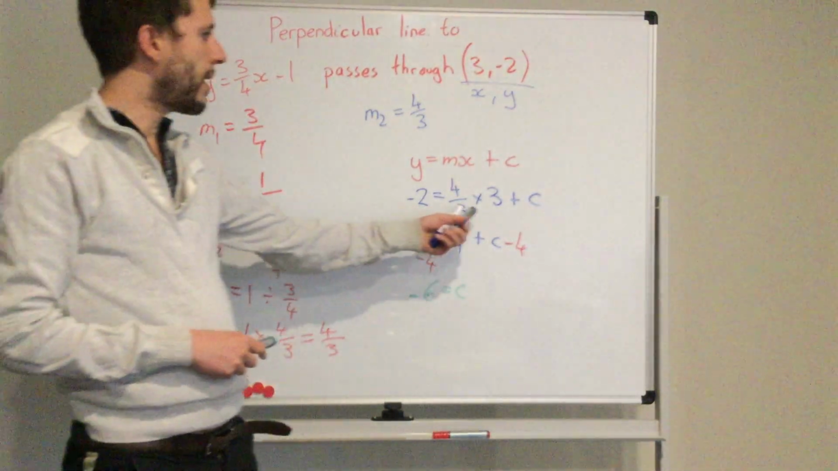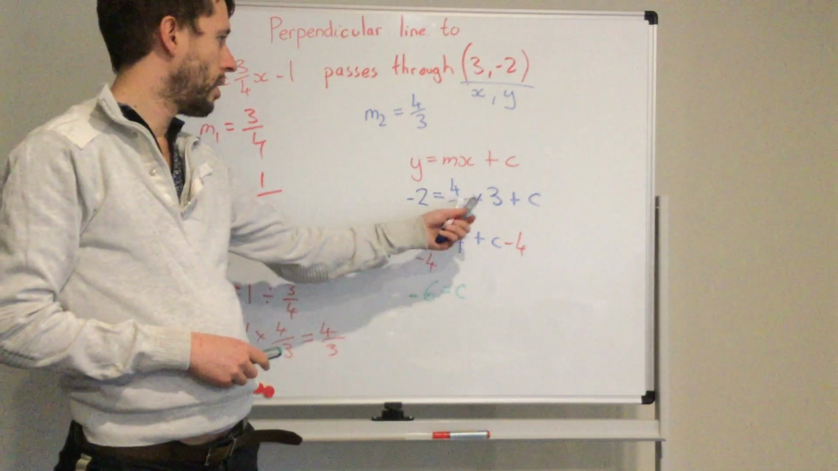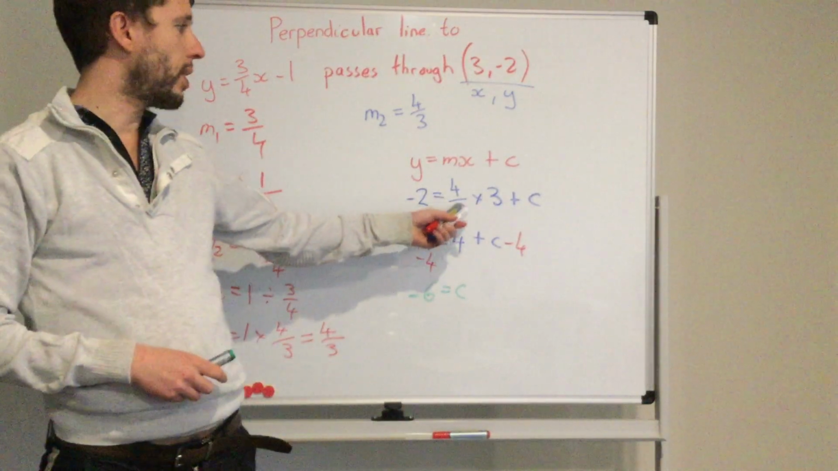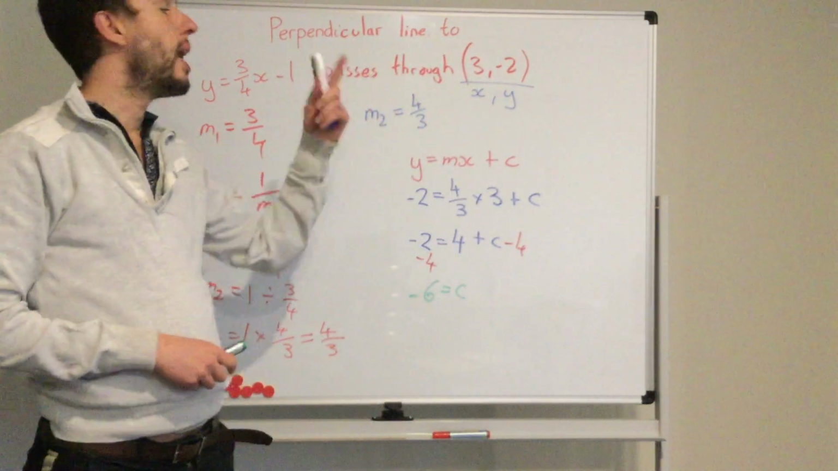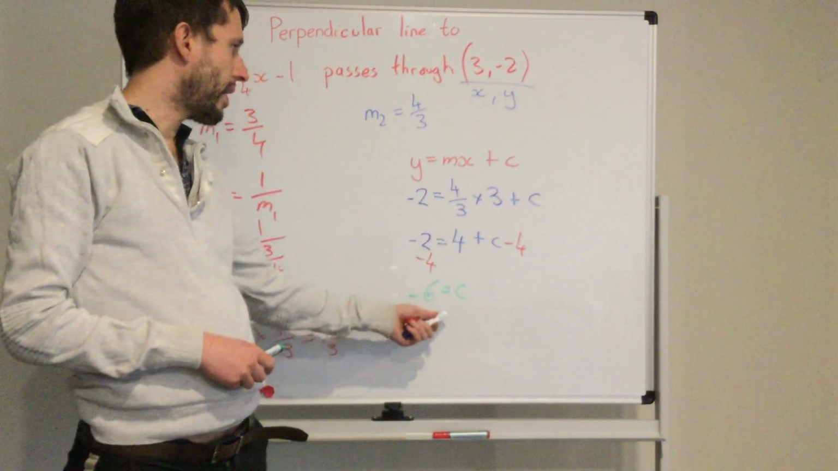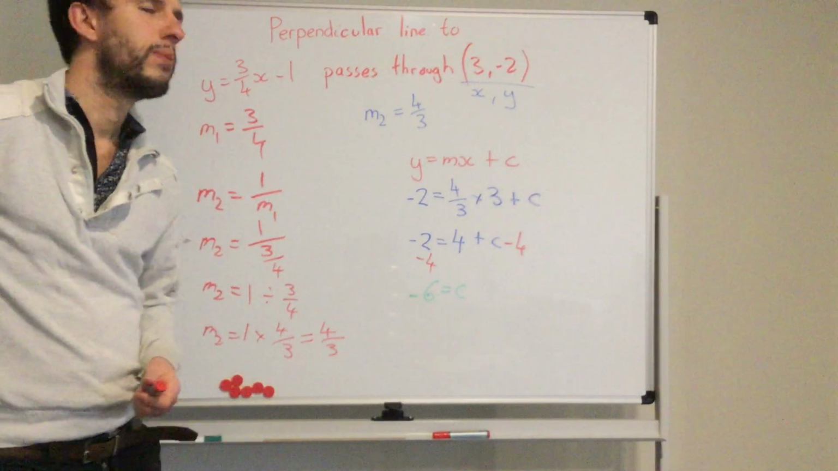We can go back to this and double check that. Sorry, 4 over 3 times 3 equals 4. 4 plus negative 6 equals negative 2. So I've double checked my answer.